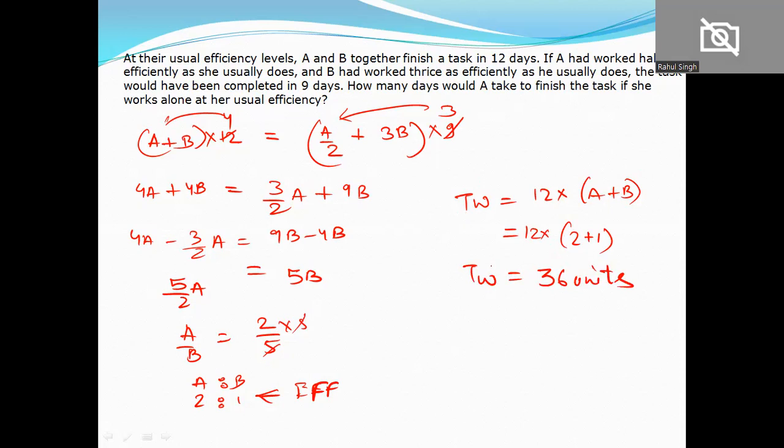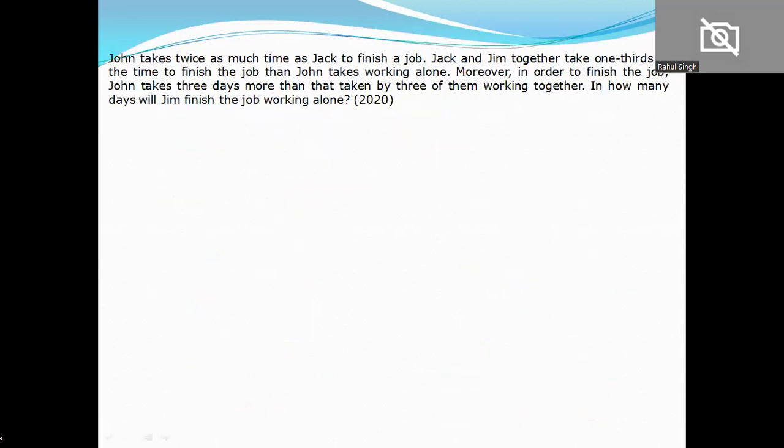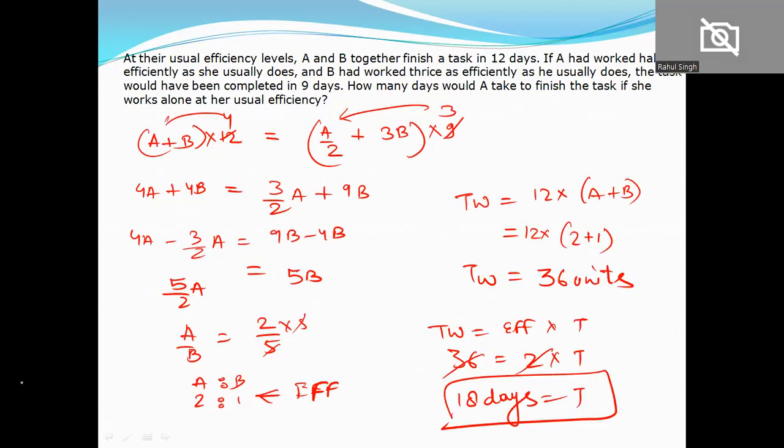ठीक है. Now this work has to be done by A alone. So total work, efficiency and time. So total work is 36 units. Efficiency of A is 2. Time को note करना है तो 18 days will be required to finish the job. Alright. Done. चलो. Bye bye.